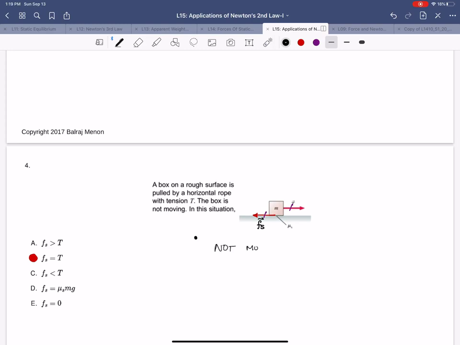Not moving implies acceleration is 0, which in turn implies net force is 0.